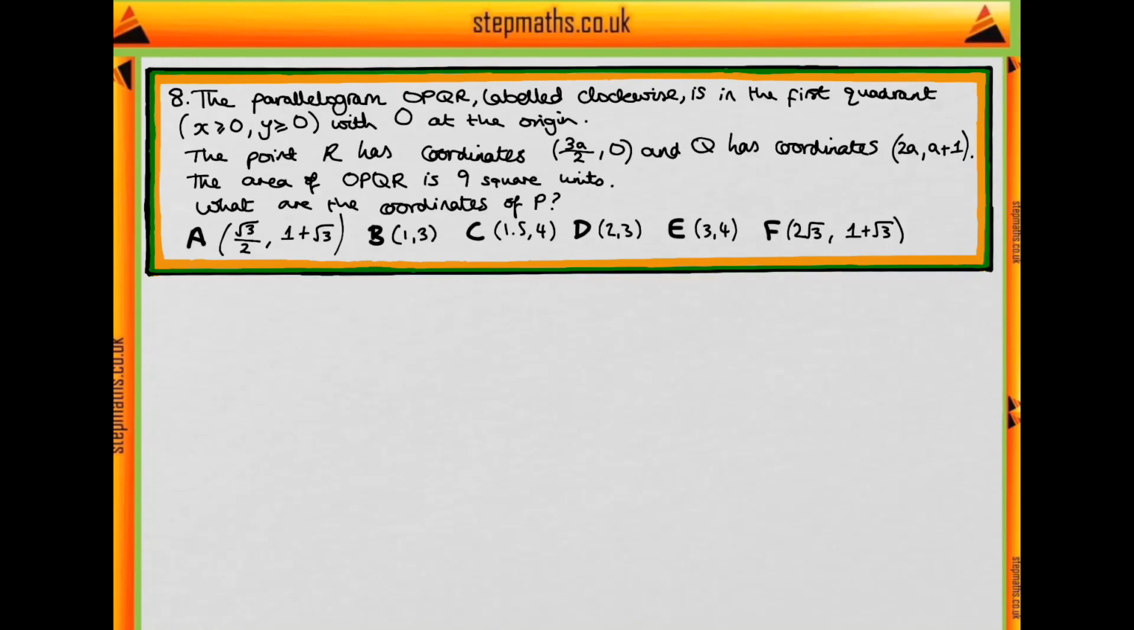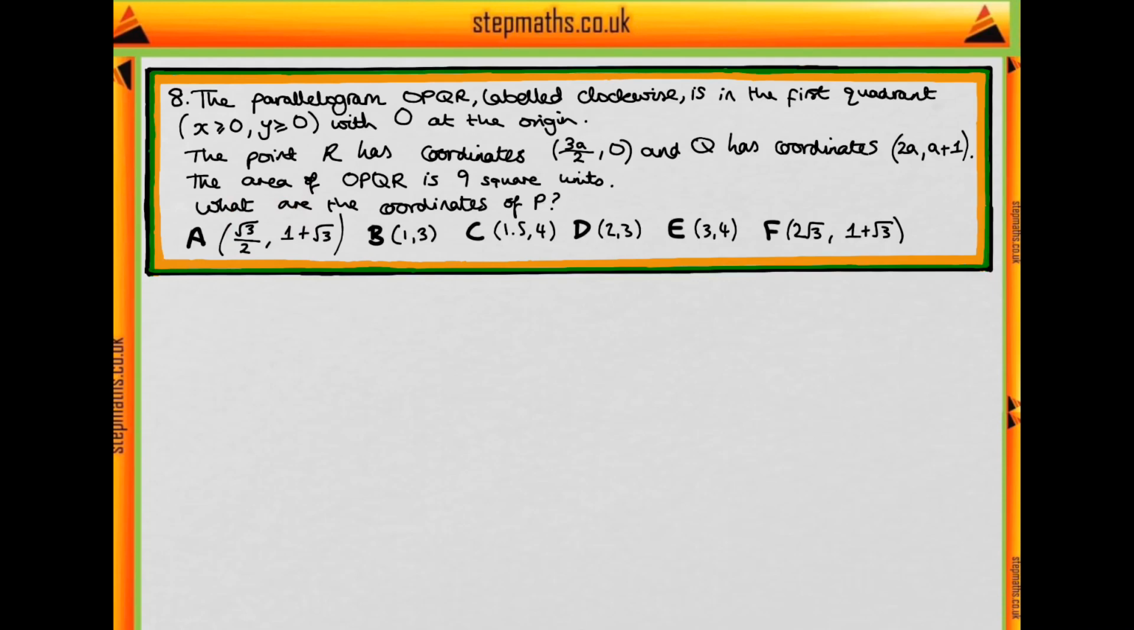This is question 8 of section 1 of the Natural Sciences Admissions Assessment, past paper 2017. In this question we have a parallelogram in the first quadrant, and we're given 2 points, R and Q, of the parallelogram, which are in terms of a. We're also given its area and we want to find the coordinates of P.